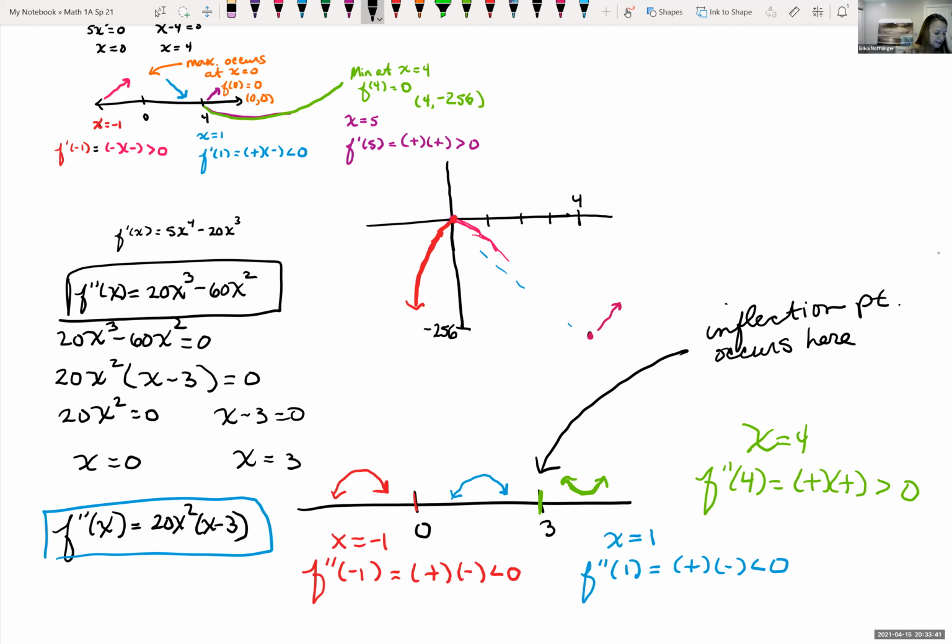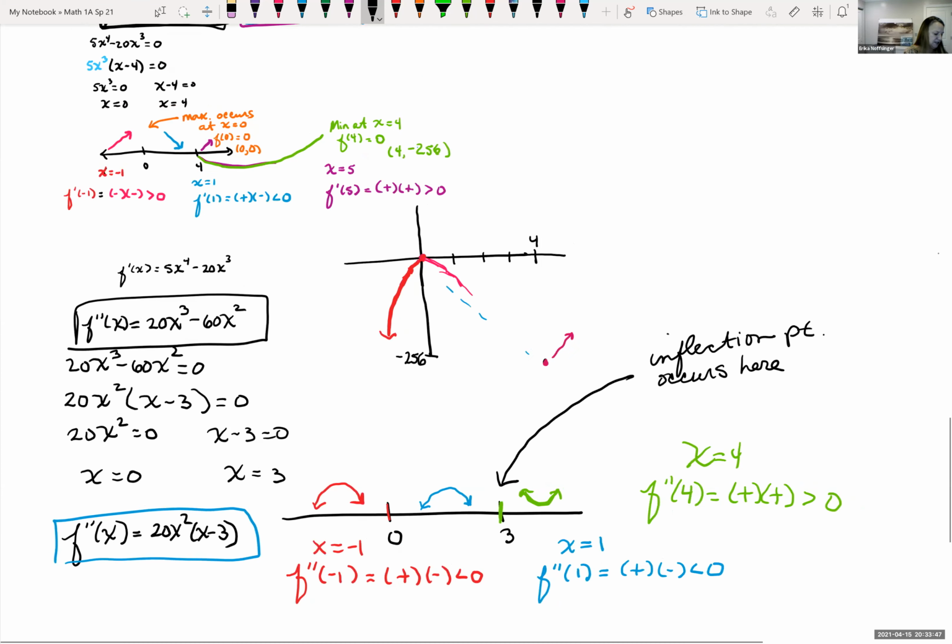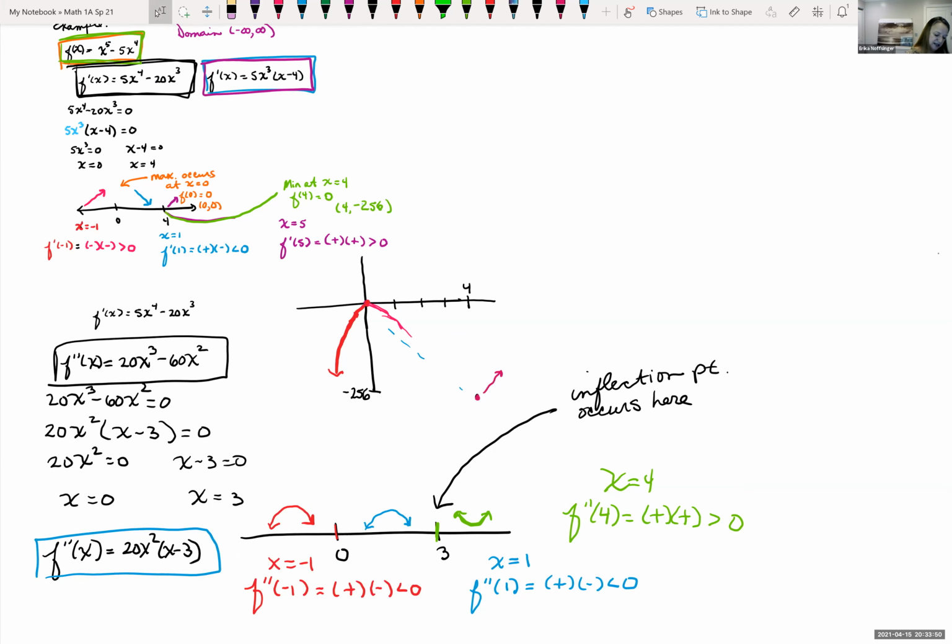So we need to figure out what the y value is. We need to go back and plug that into our original function. If I look at f of 3, I'm looking at 3 raised to the 5th power minus 5 times 3 raised to the 4th power. If you do that, you get -162. So we have this inflection point. The point is going to be at 3, -162.